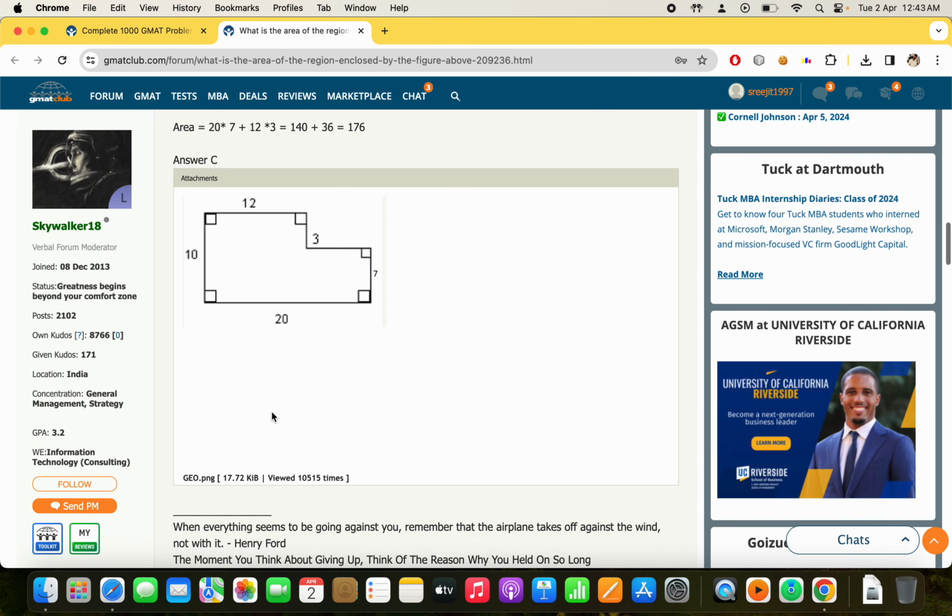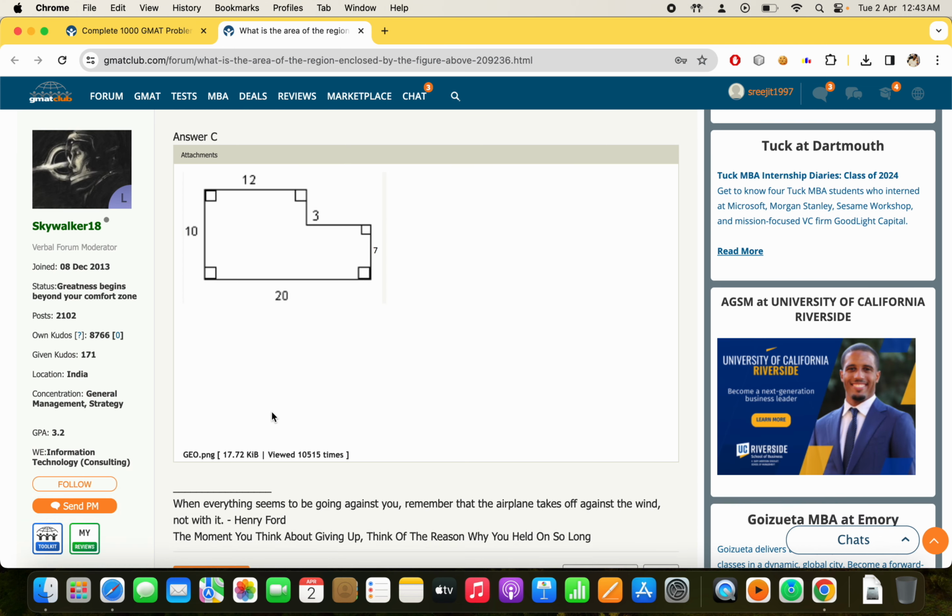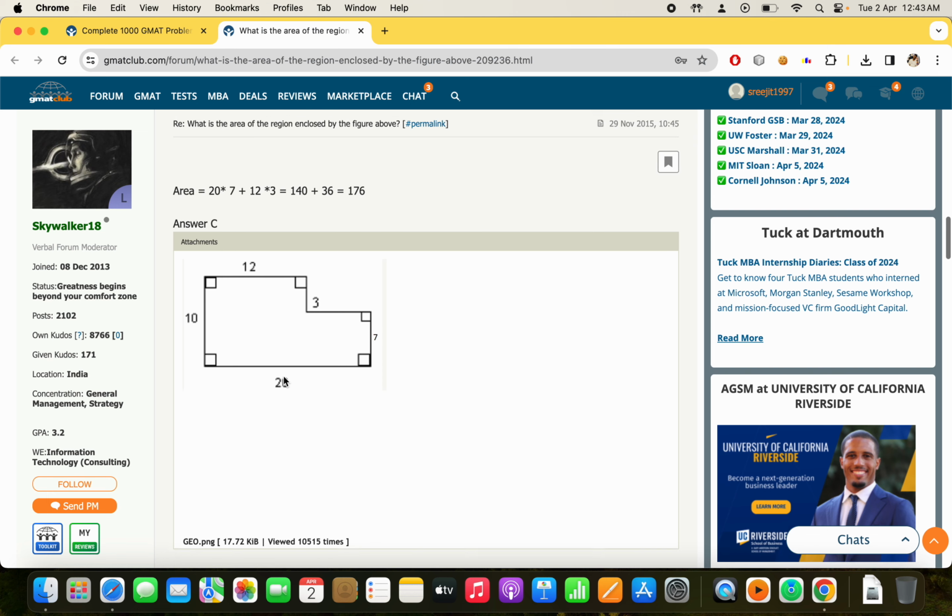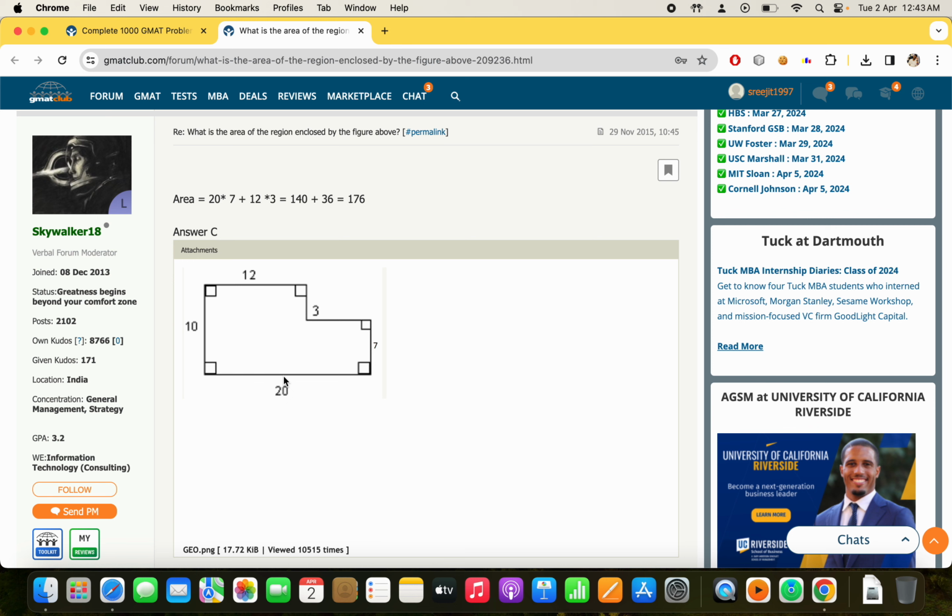Let's see what is the answer here. 20 into 7. So this part is 7. This part will definitely be 7 as this length is 3. So up till this part it is 3, the total length is 10, so this will be 7. That is pretty okay. So I need to find the total area of this. Okay, I actually think now I got it.